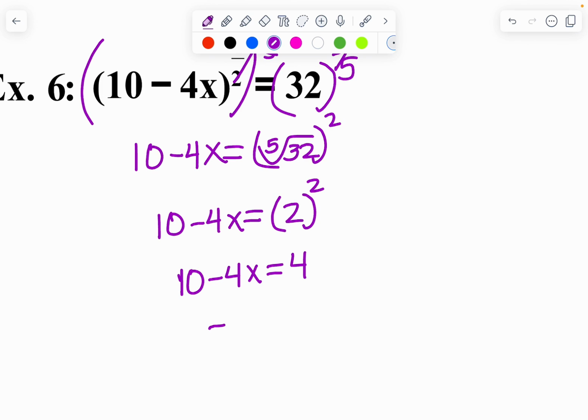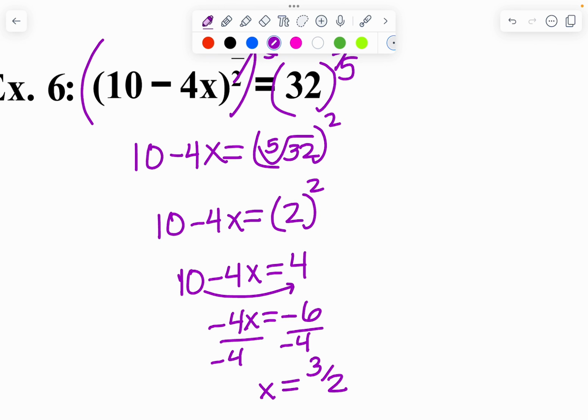Now when I solve, I have negative 4x equals, I'm going to subtract this, negative 6, divide by negative 4, and I have x equals 3/2.